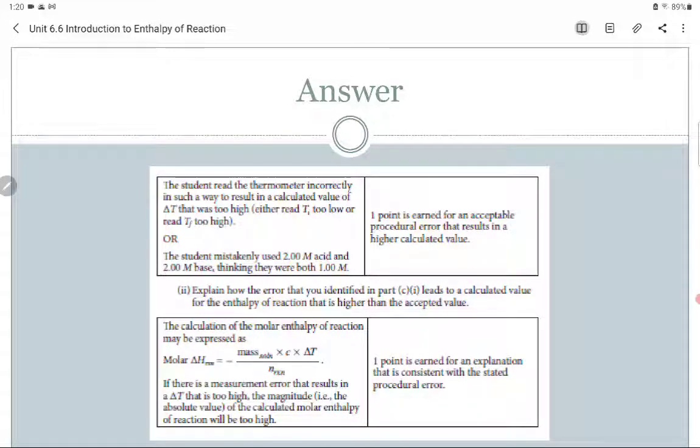Okay, a student read the thermometer incorrectly, so they got a delta T that might have been incorrect. That would have worked. If you mixed up your amounts of materials, in this case the molarities, if you have greater molarities, you're going to actually be reacting more solute than you were expecting to.